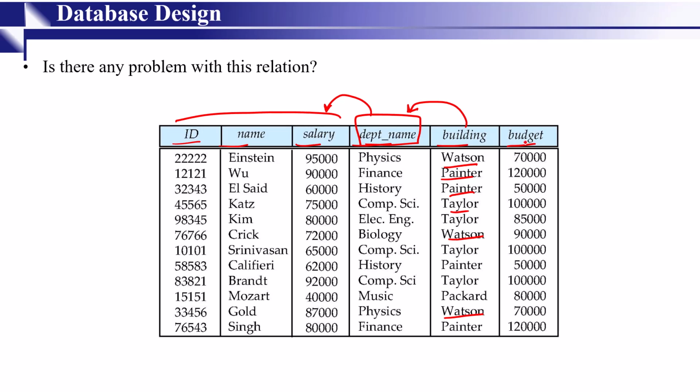And budget also. So one way is to separate these into two tables: one table as instructor, another table as department. Then using some primary key, we can connect these two tables and retrieve data.